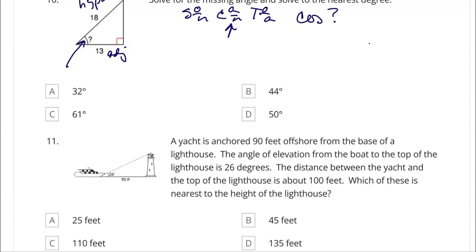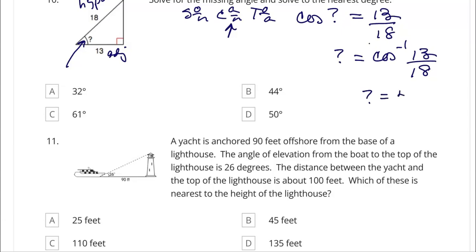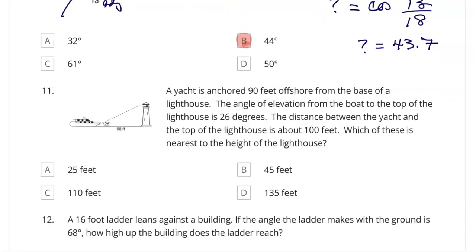So the cosine of this question mark angle equals 13 over 18. Therefore, this angle, when I use inverse trig, is going to be what? So number 10, you should be getting 44 degrees. Because for the question mark angle, I got 43.7. But they say they want it to the nearest degree. If they want it to the nearest degree, I'm going to report that as 44 because the 7 in the decimal position makes the 3 go up to 4. So that's why 44 is our best answer.